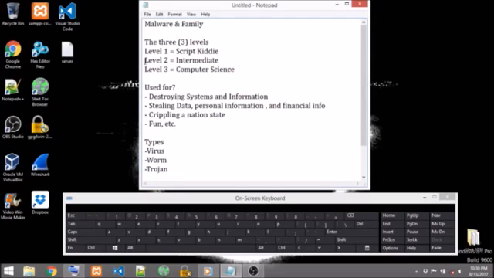What level am I? I'm merging from level 1 into level 2. I have a pretty good background in hacking now, so I would comfortably say that I'm level 2, but I'm very far off from a level 3. Alright, so those are your 3 levels.